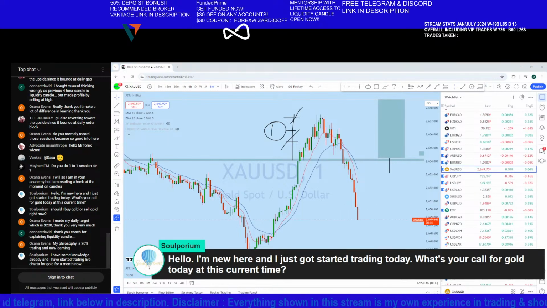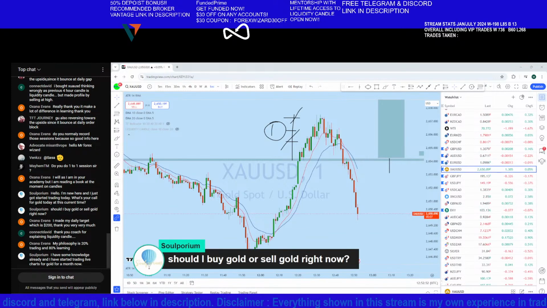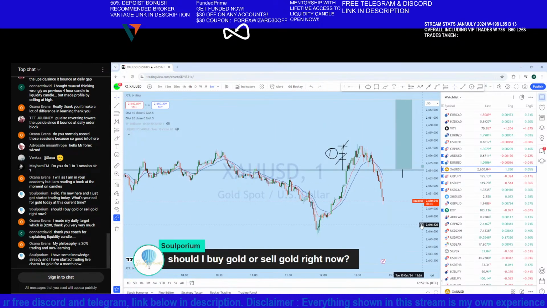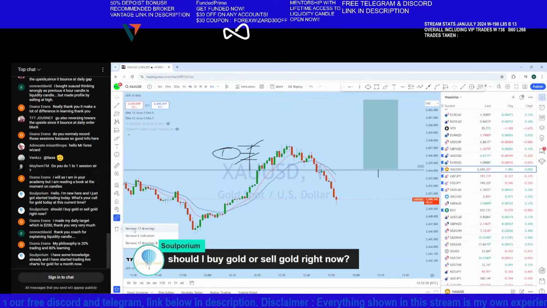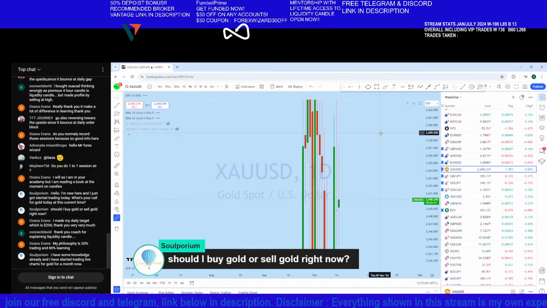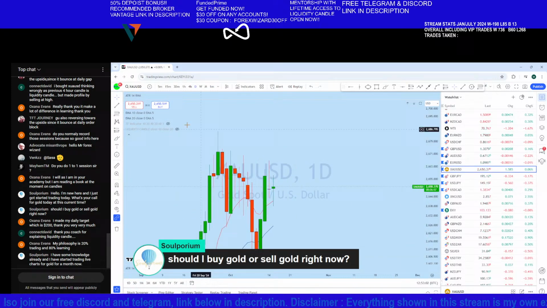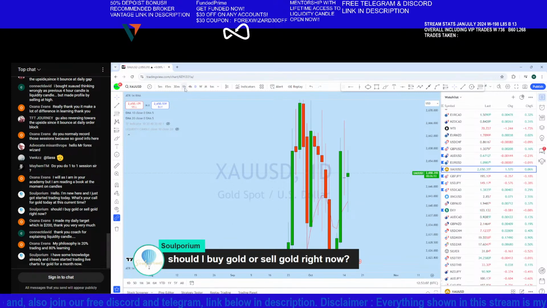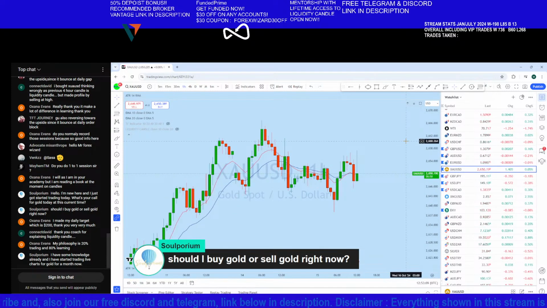Now, should I buy gold or sell right now? We saw that after the head and shoulders, pretty volatile movement, we see some up and down again. Not in a very convenient location to enter.